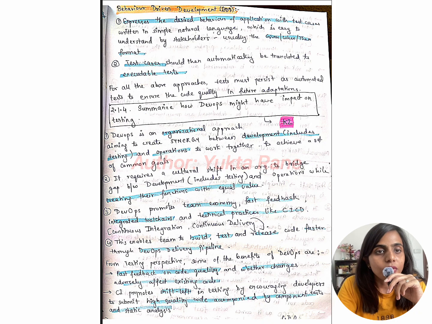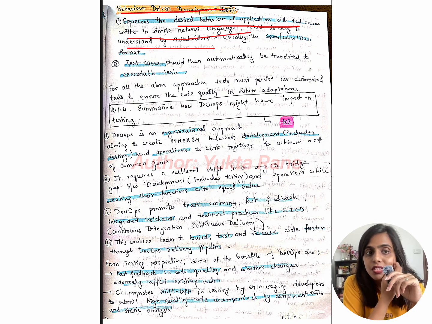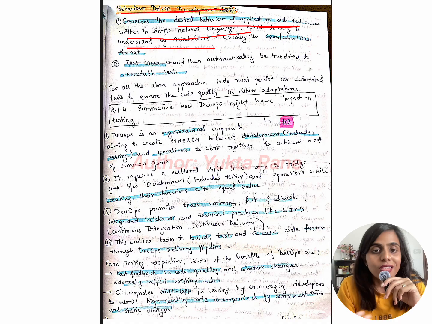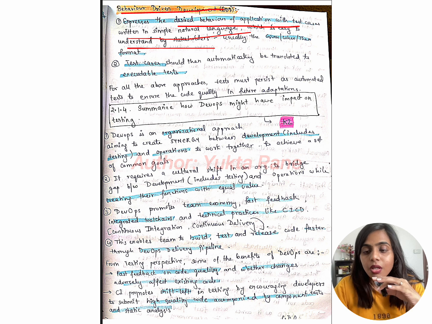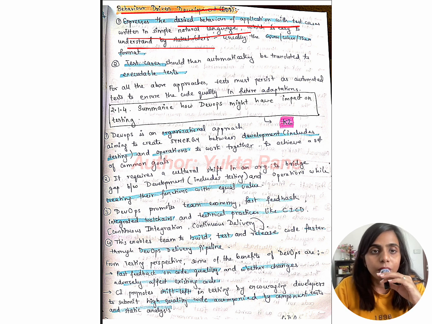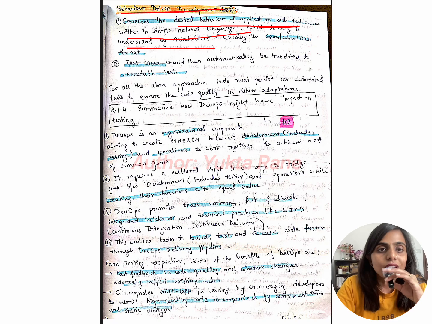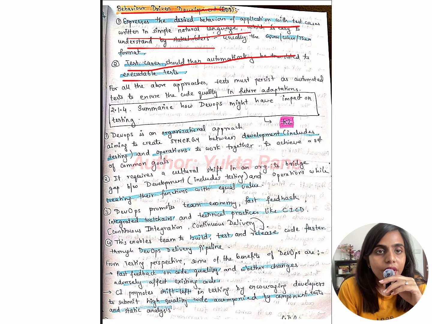Going on to the next one, behavior driven development expresses the desired behavior of application with test cases written in simple natural language which is easy to understand by stakeholders. So I had explained earlier also that stakeholders don't understand technical terms. You have to put everything in layman terms that they can understand, in a simple natural language, about what the behavior of the object will be, how it will perform, etc. So test cases should then be automatically translated into executable tests. Okay, so this also comes as a part of validation, behavior driven development.